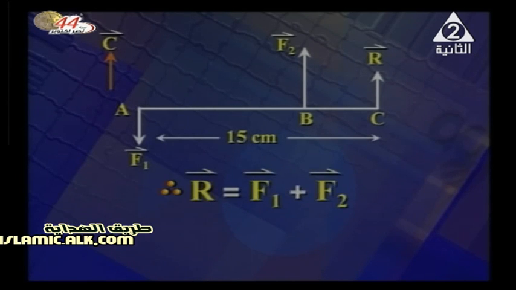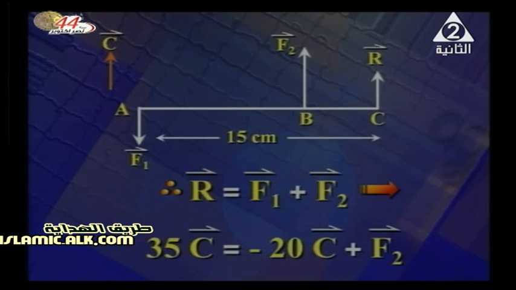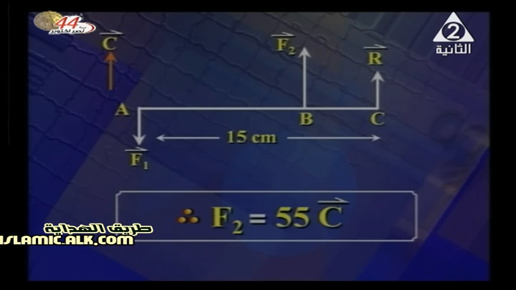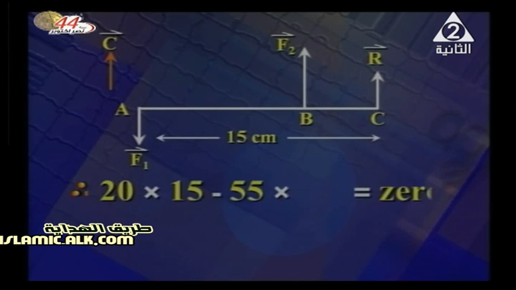Therefore, R equals F1 plus F2. Then 35C equals negative 20C plus F2. We find the value of F2 equals 55C. Look, student, in this case F1 is in the opposite direction to F2. AC equals 15 centimeter. When we find R equals F1 plus F2, to find the value of F2, then F2 equals 55C. After that, by using the theorem of moment, 20 times 15 minus 55 times BC equals 0.